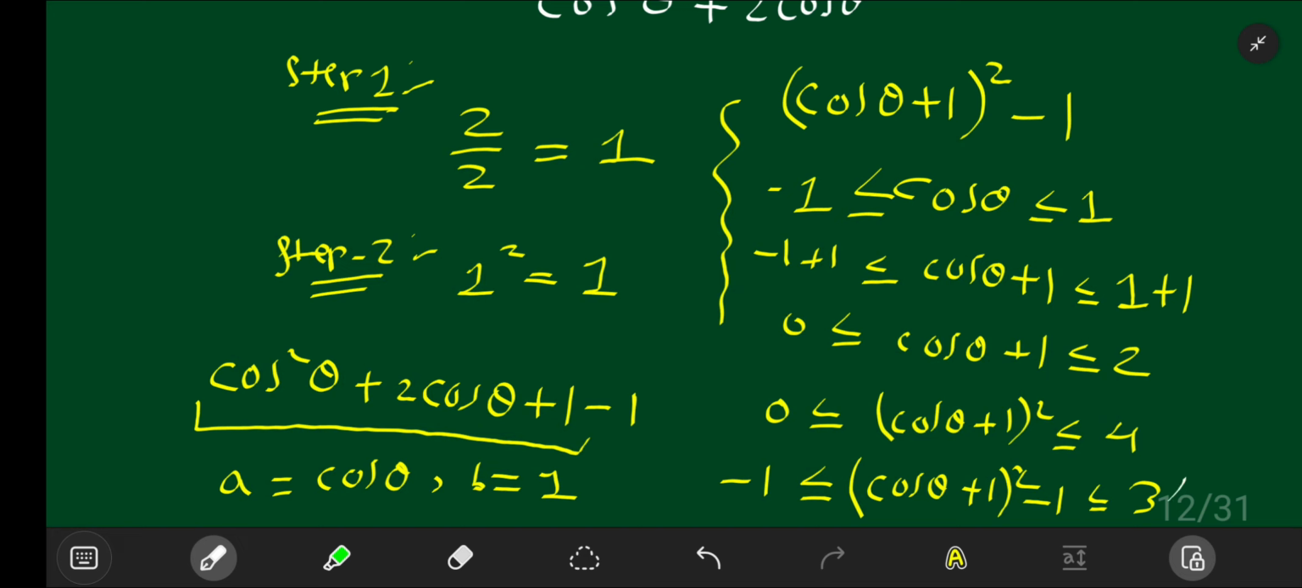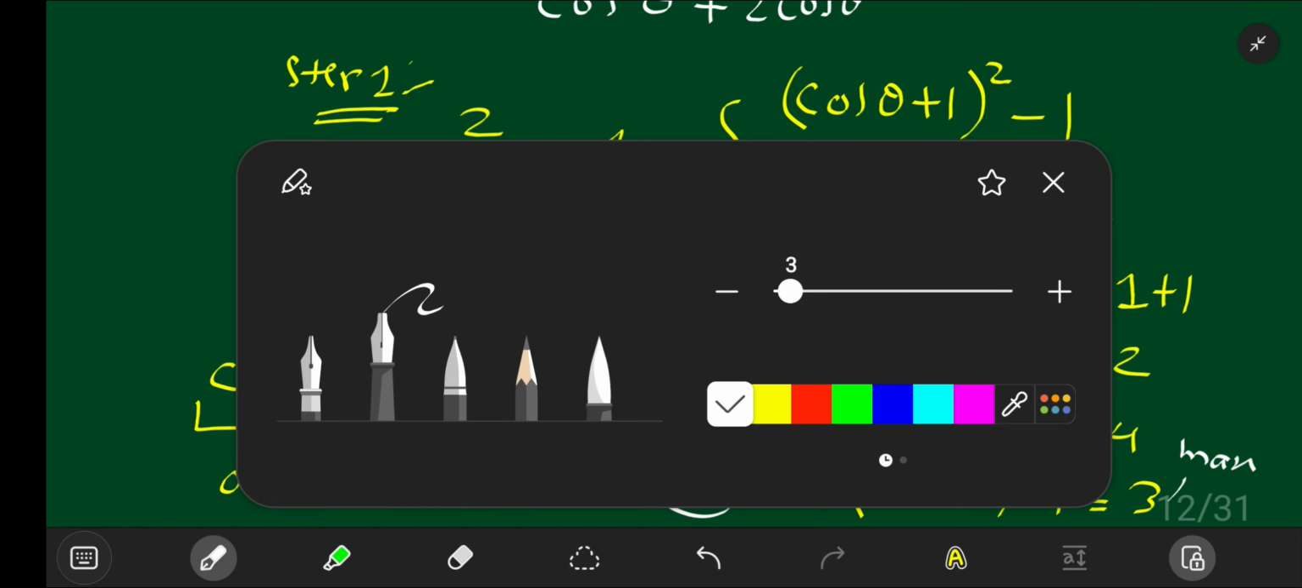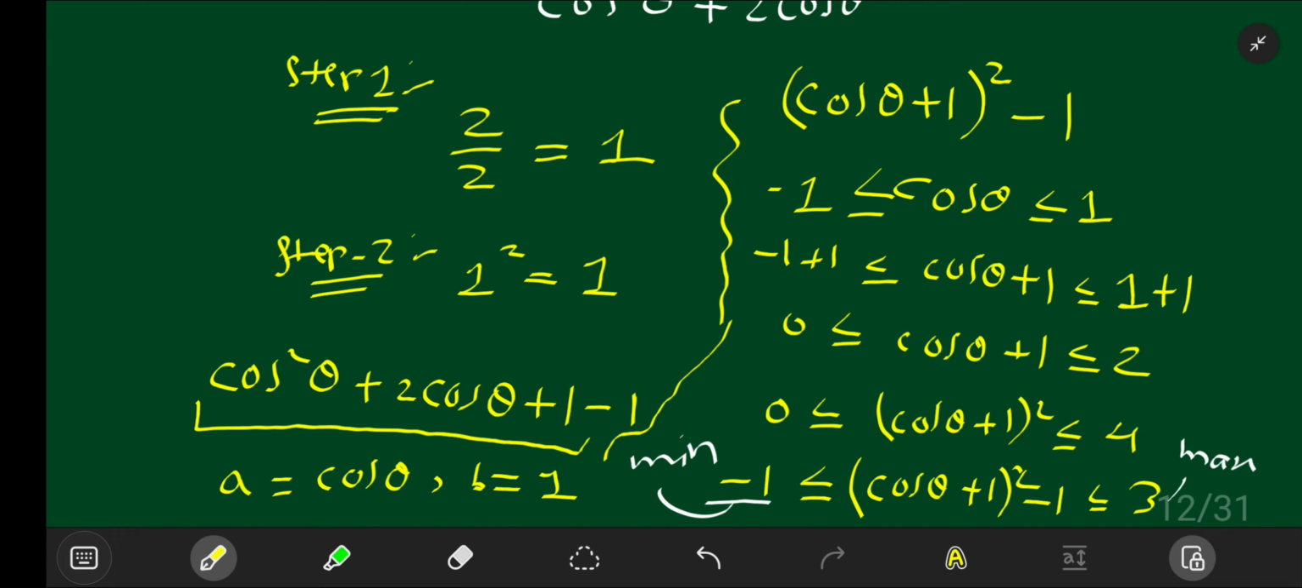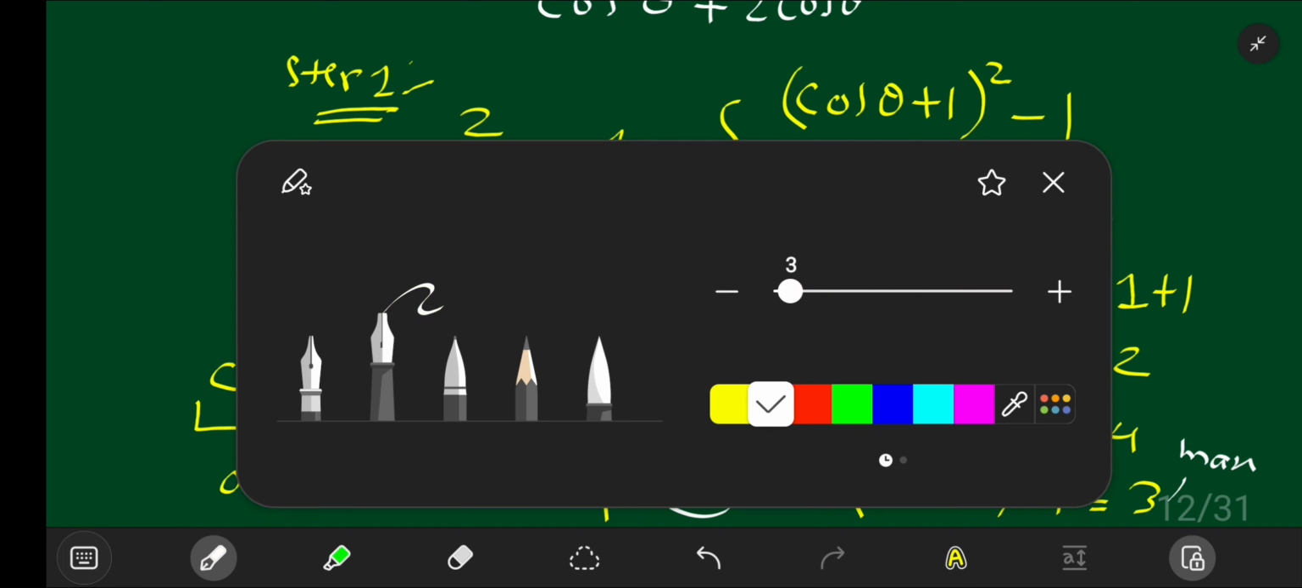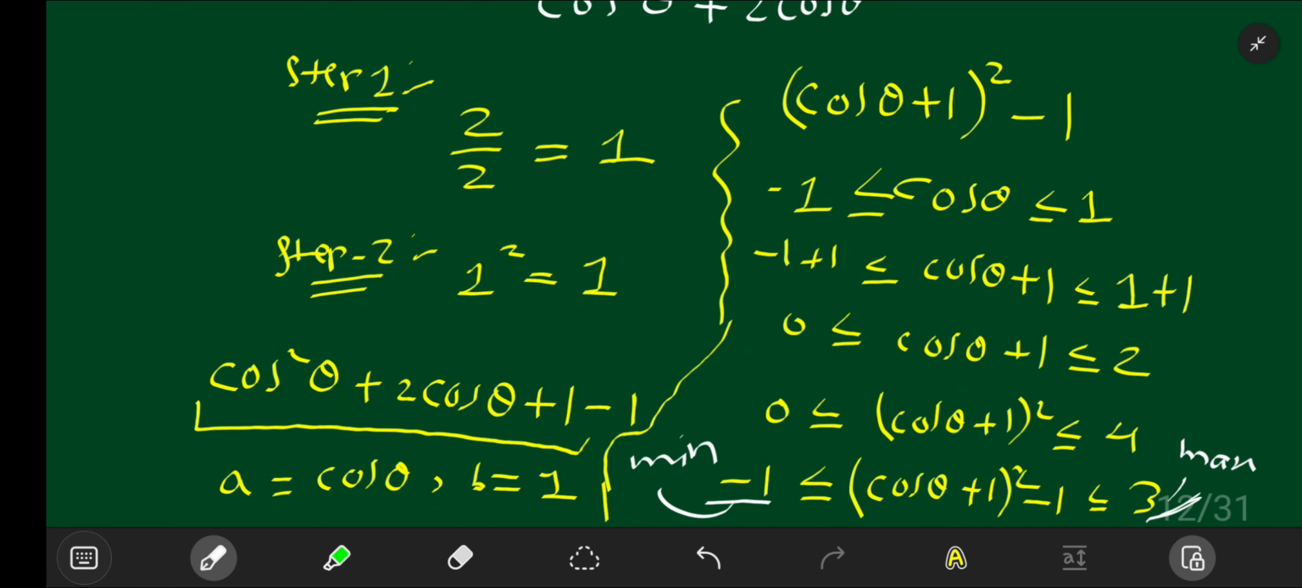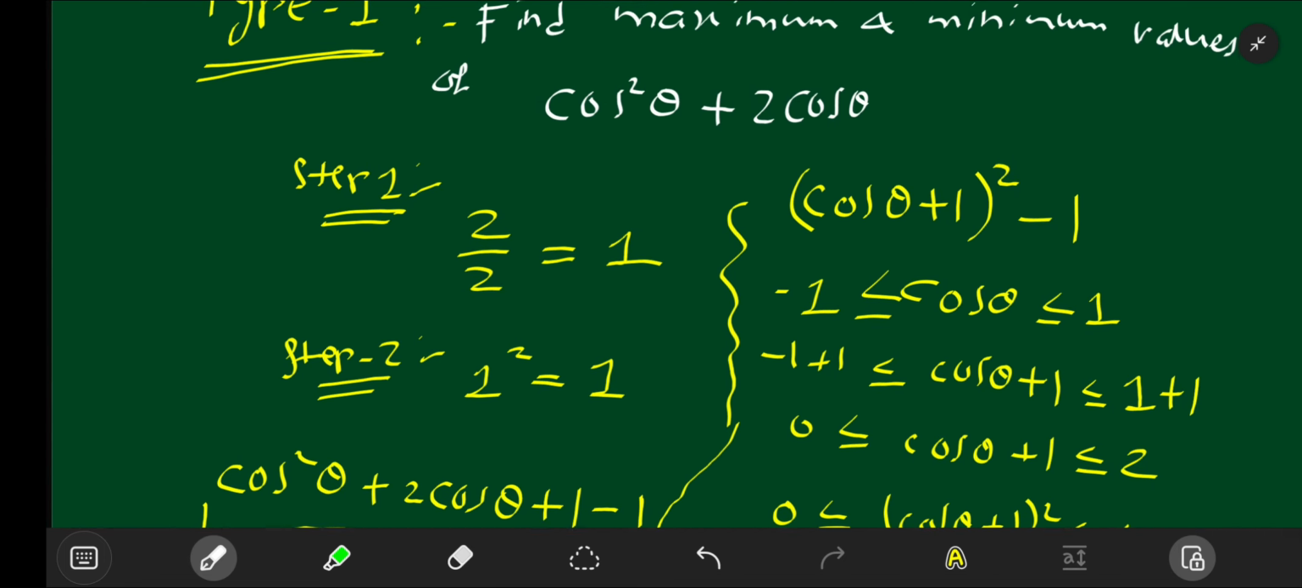This is the maximum value, 3 is the maximum value, and minus 1 is the minimum value. This is the actual way of solving the question. What is the maximum value? The maximum value is 3. The minimum value is minus 1. Okay, understood? Just take a look.